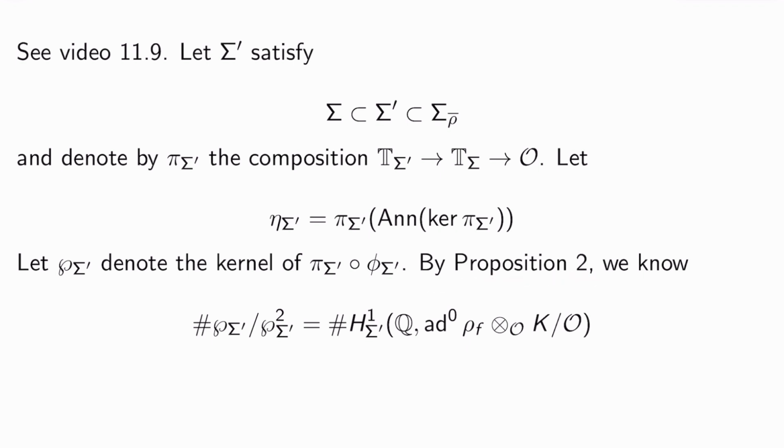It tells me in this instance with this notation, part 3 of proposition 2, it tells me that the cardinality of WP sigma prime mod WP sigma prime squared is nothing but the cardinality of H1 sub sigma prime of Q add 0 rho sub F tensored up to K mod O, where F is the new form I just got done talking about a second ago. Okay, so we have this.